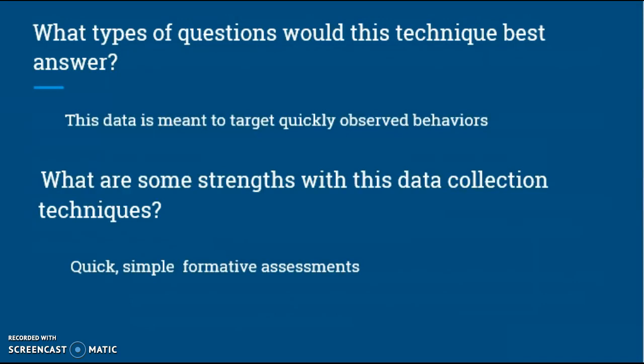So we're not looking at the end of a unit type assessment, this is just on the spot. Are they doing this action that I want them to learn or not? Yes or no. So quick and simple, very formative.